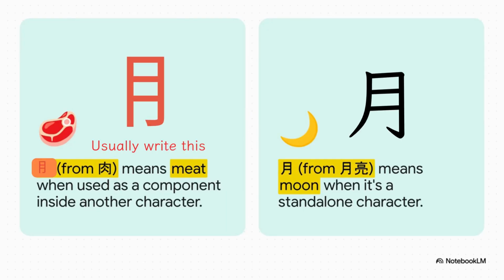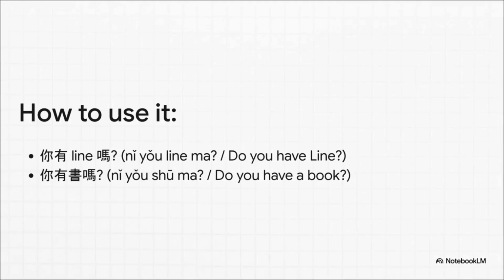Okay, here's a massive pro tip for you. This is going to save you a lot of headaches later. When you see this moon shape tucked inside another character, a lot of the time it actually has to do with meat or the body, not the actual moon. Seriously, this is a super common mistake for learners, so if you can remember this, you'll be way ahead of the game.